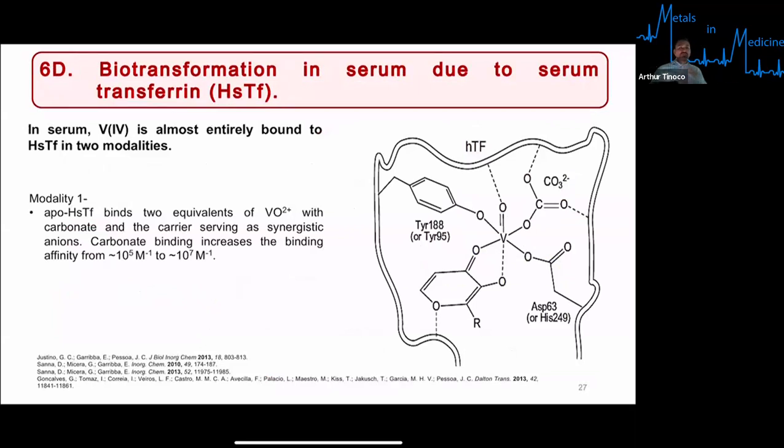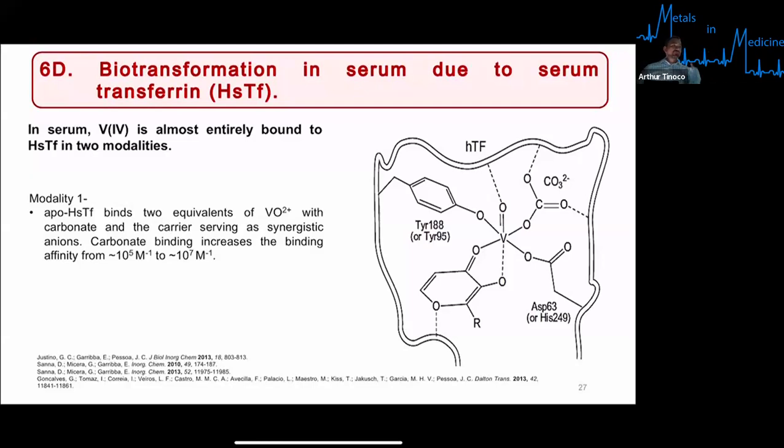But in its path from the gut into the bloodstream, what is believed to be the fate of the compounds? It appears that there's some amount of biotransformation. We already talked about it in the context of digestion, but there's an association with transferrin that's believed to be critical. The vanadium that can enter the bloodstream from these compounds, and I'm not being general here, I'm referring to these compounds, is almost entirely bound to human serum transferrin in 2 modalities.